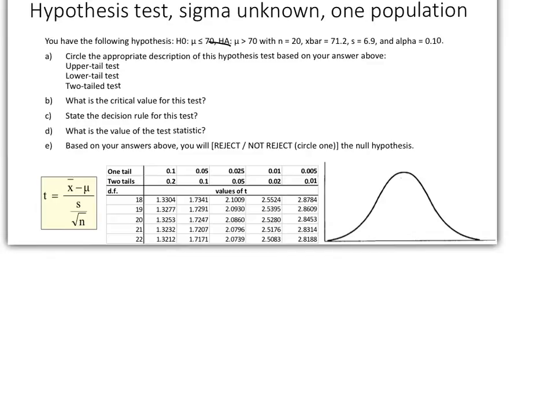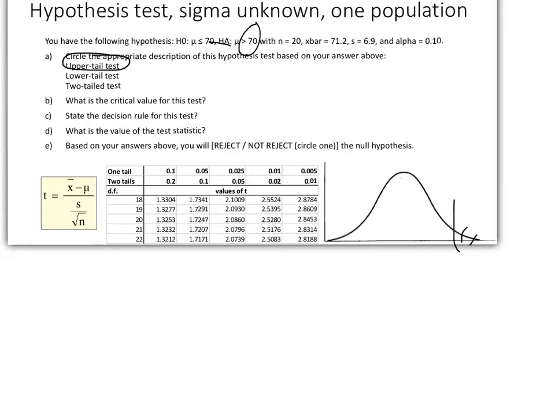We are to look at those statements and determine what kind of test we have: upper tail, lower tail, or two-tailed test. We have an upper tail test here, looking at the sign there in the alternative statement. Okay, so we have an upper tail test, meaning that our rejection area is going to be in the upper tail here. The question is where, or what, is the critical value for the test? That is, where is that cutoff point?